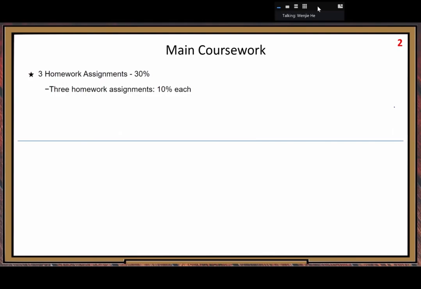All right. So then these three homework assignments. I give you the duration of each assignment, about 12 days. So you have plenty of time to work on each assignment. 25 questions, 4 points each.